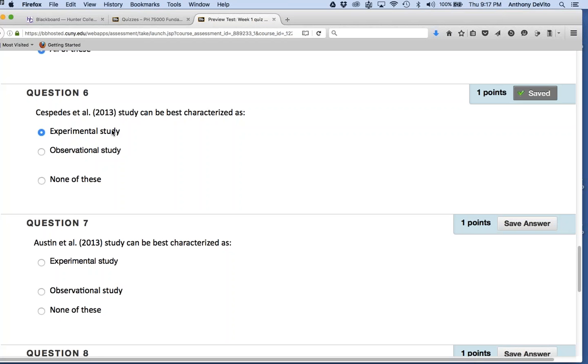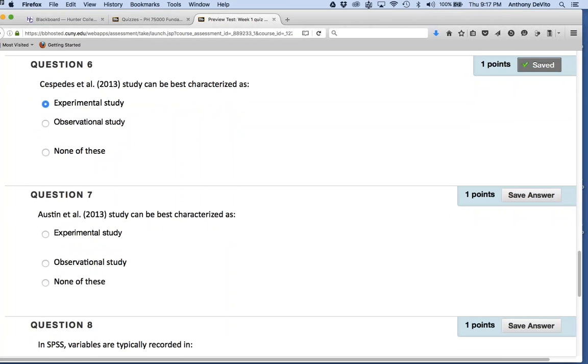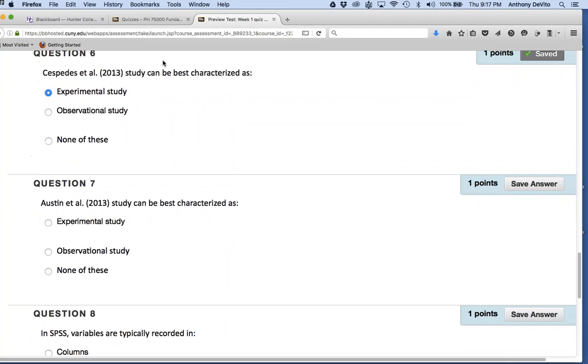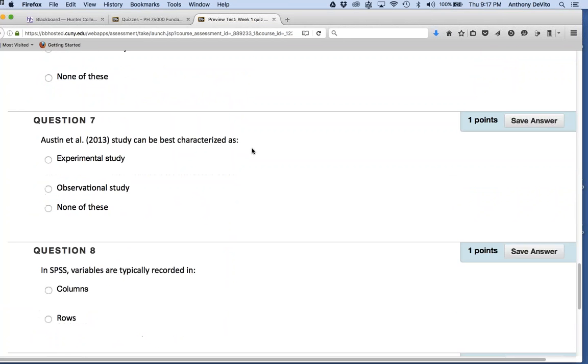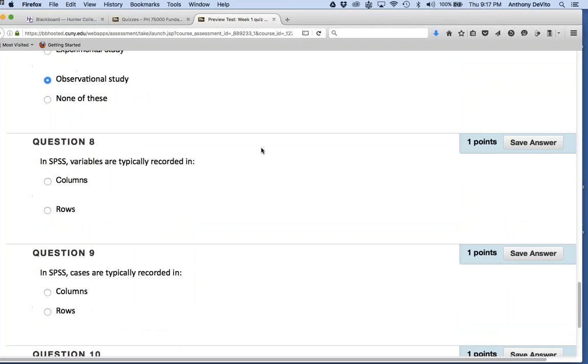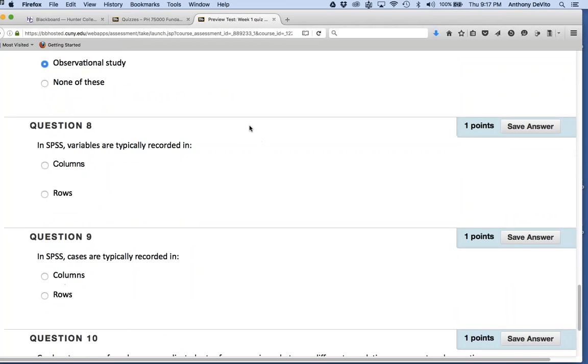So instead of testing a chemical, you're testing whether an intervention has some effect. Experimental study sounds exactly like what it sounds like: you set up groups and you compare the two groups and so on. Okay, so experimental study. If we get a chance, I'll see if I can find that paper. The Austin et al. study can best be characterized as, now again, an observational study is one in which you are making observations, not making an intervention, not altering the conditions for the two groups.